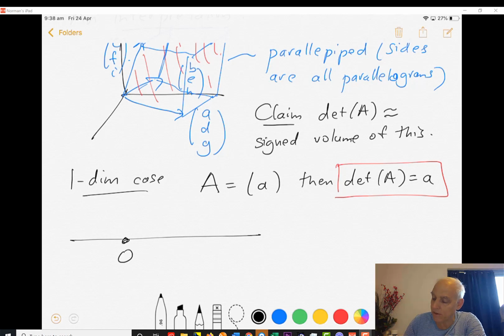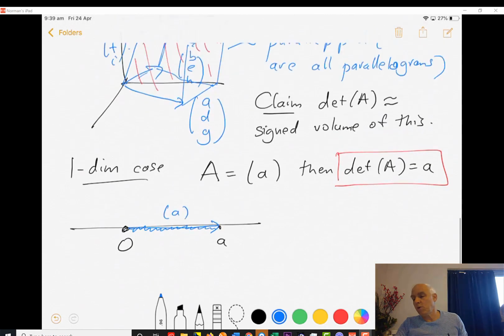So here's the origin. Here's a point A, and we're talking about this vector. It's the vector A. And this number represents how big it is, but in a signed way, not in an absolute value sense. So it's not like a distance so much as a displacement. So it can be positive or negative depending on the value of A.